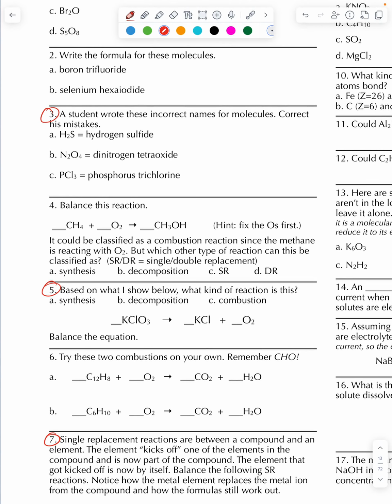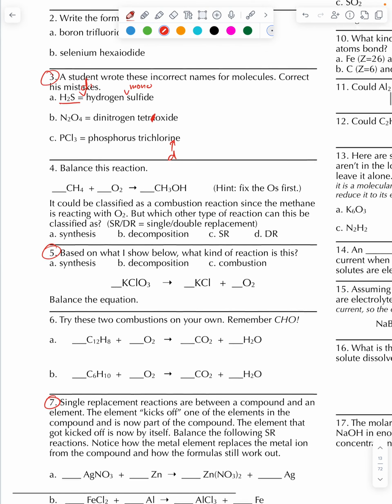I don't know if I'll ask you a question like this, but just to make sure you understand how to name molecules, what's wrong with this one? We didn't say mono, and we didn't say di. That's dihydrogen monosulfide. What's wrong with that one? We're not supposed to say tetraoxide. What about the C? Right there. I'm going to change it to I, not chlorine.